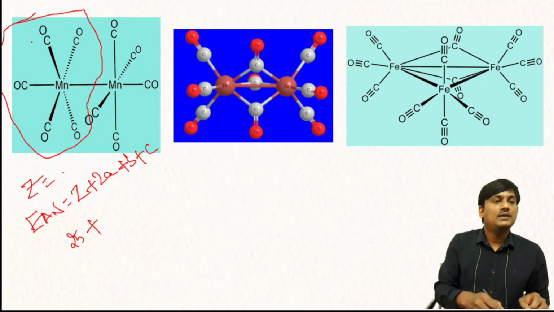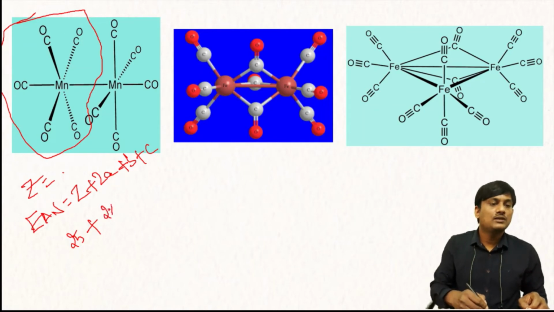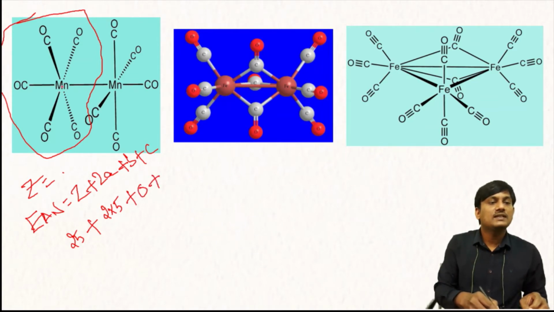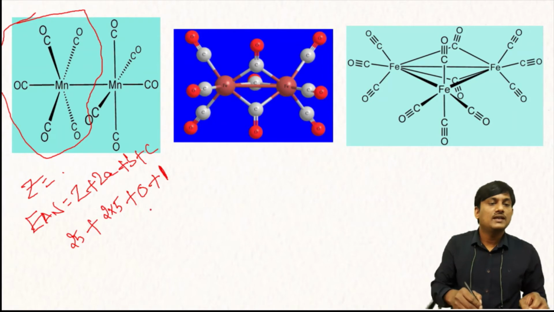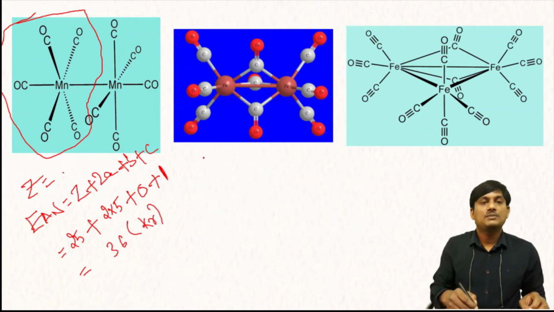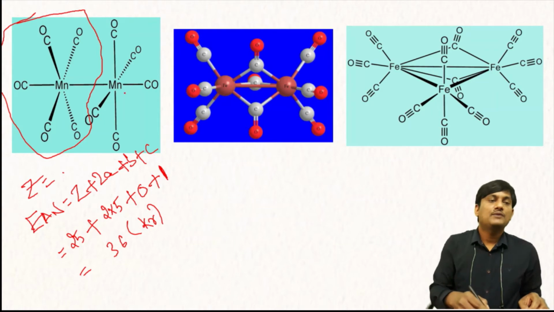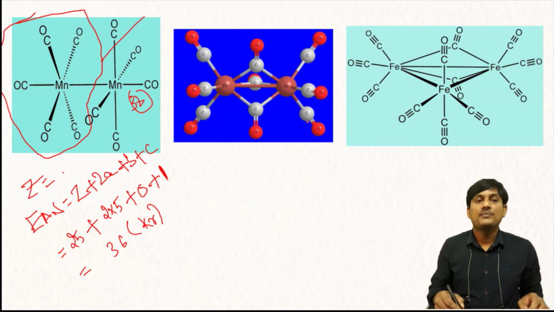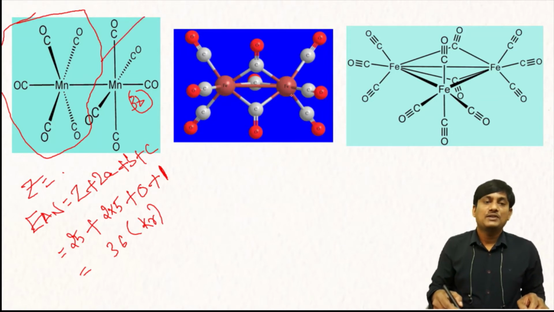Here you have 5 CO ligands, so 2 into 5. And bridge ligands: there is no bridge ligand. And how many metal-metal bonds are there? One metal-metal bond is there. So it will be equal to 25 plus 10 plus 1, which is 36. This is the atomic number of krypton. And for this part also you will get 36. This one also 36. So this one is a stable complex according to the effective atomic number rule.